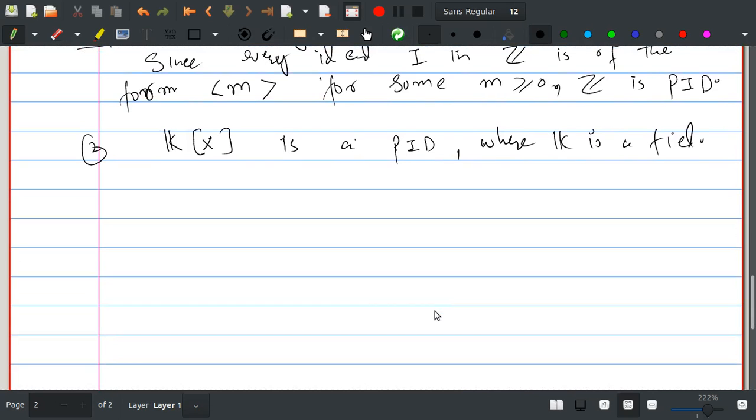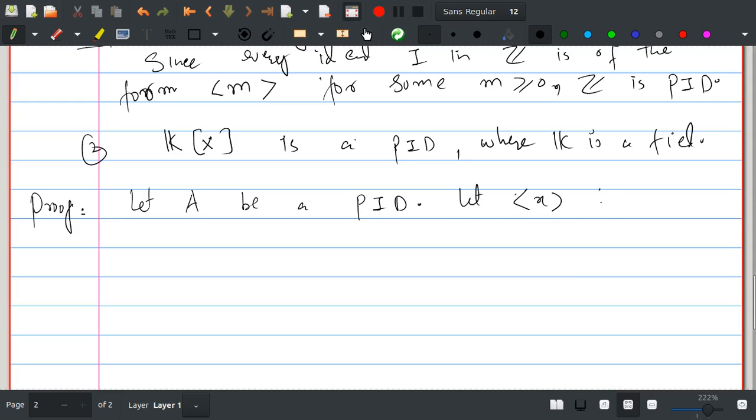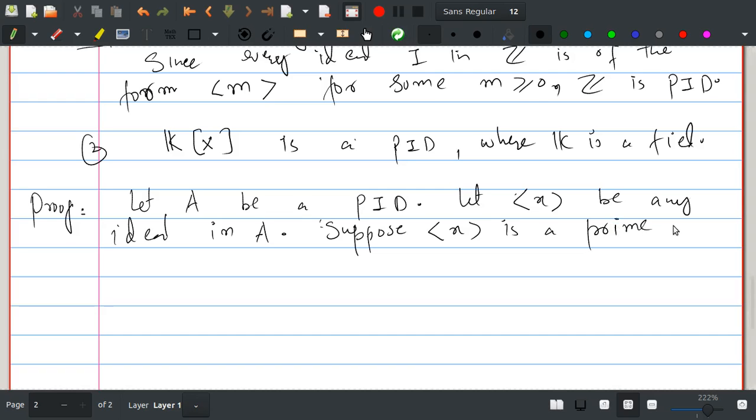Now let us prove the fact that every prime ideal inside a principal ideal domain is a maximal ideal. So let us prove this. Let A be a PID, I mean the principal ideal domain. So any ideal here will be a principal ideal, i.e. the ideal generated by one element. So let P be any ideal in A. Suppose this ideal is a prime ideal.